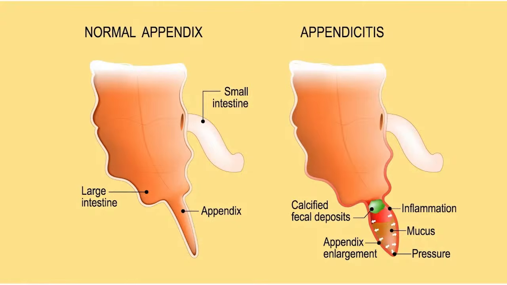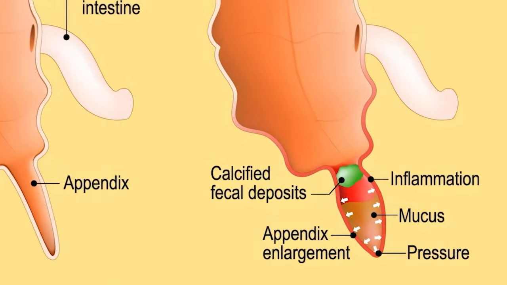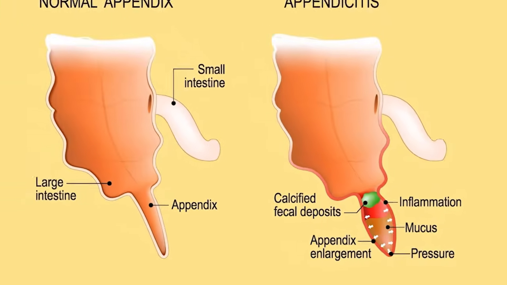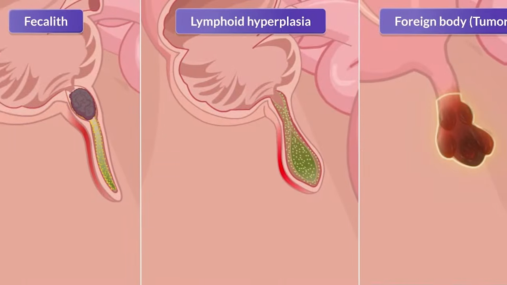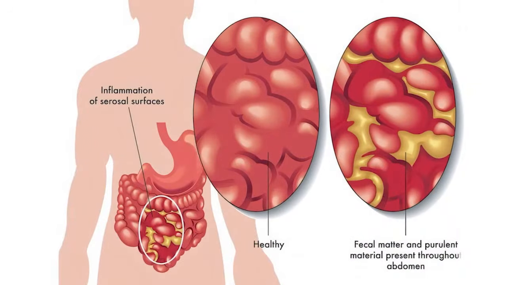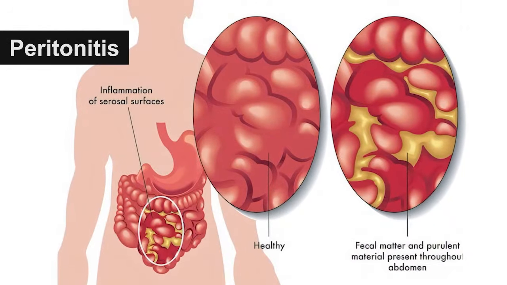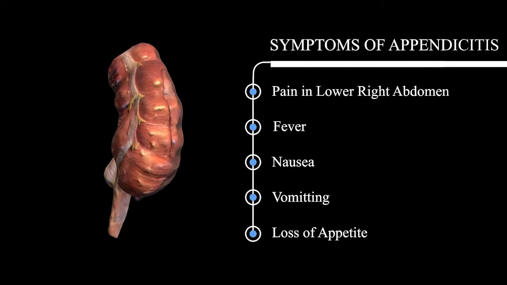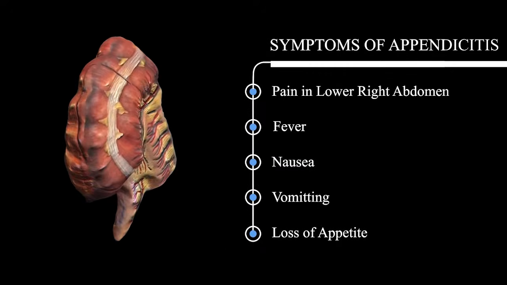When blocked, the appendix fills with pus, a thick fluid full of white blood cells and bacteria, and this causes pain and swelling. If not treated quickly, the appendix can burst, which can spread infection to the rest of the abdomen, a dangerous condition called peritonitis. Symptoms of appendicitis include sudden pain in the lower right belly, fever, nausea and vomiting, loss of appetite.